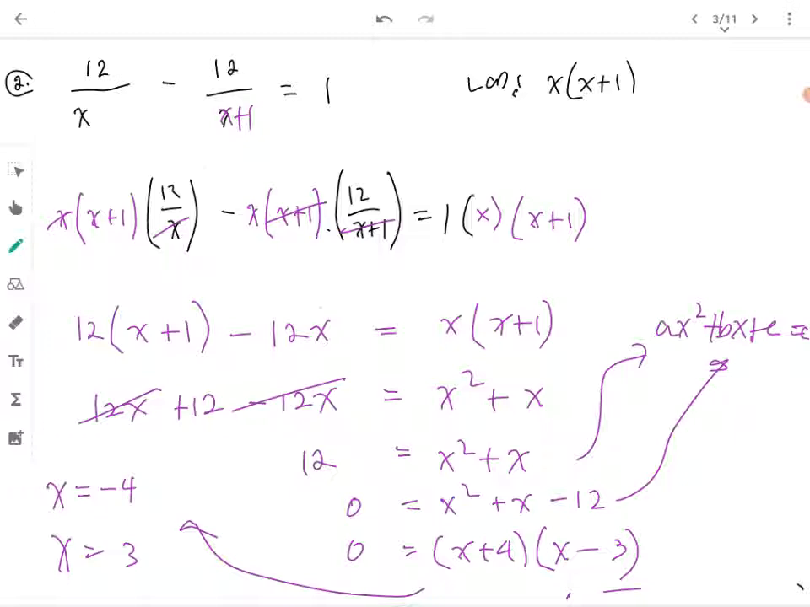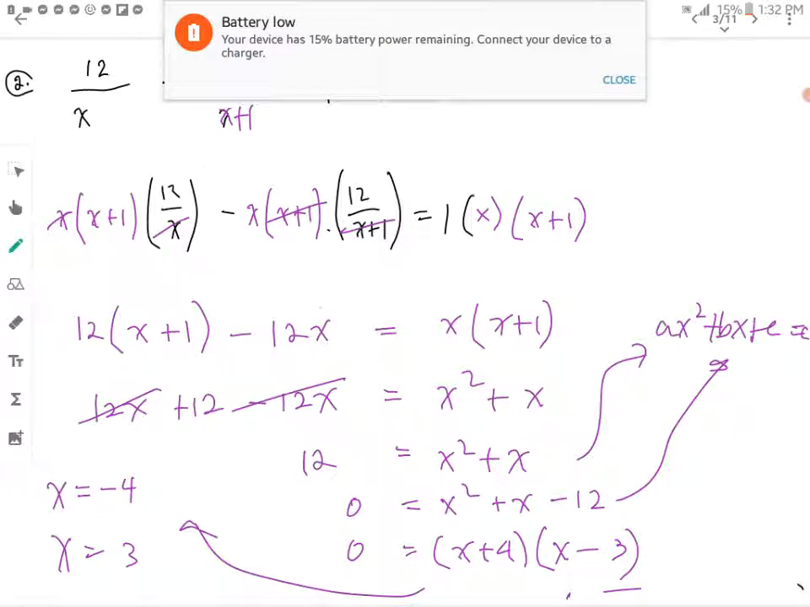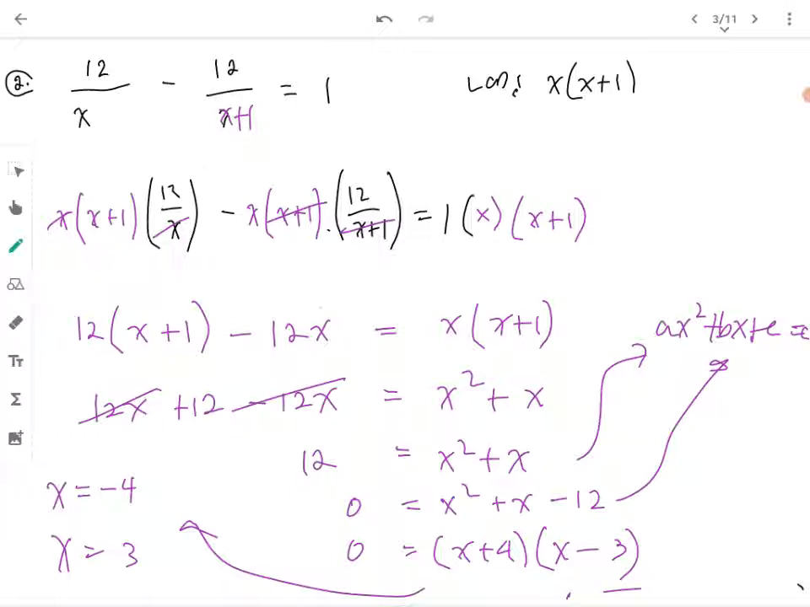Okay, but which one satisfies this equation? Okay, so I think both of them. Let's try number 3. Later on, guys, there is a need for us to substitute. Okay, let's skip that part first so that it won't complicate the solving. Number 3.